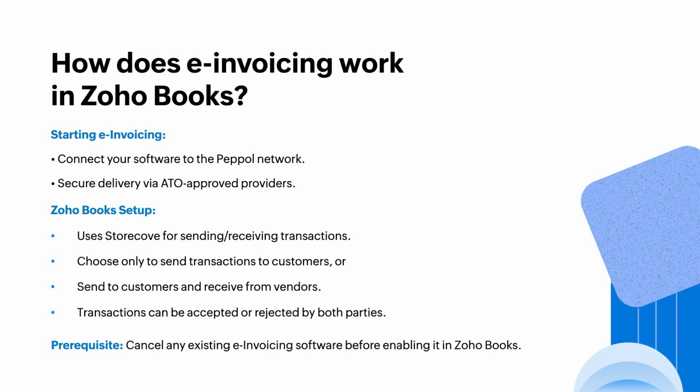Your customers can choose to accept or reject the transaction, and the same applies when a vendor sends a transaction to you. Please note that if your organization uses another e-invoicing software, you'll not be able to enable it in Zoho Books. You'll have to cancel the license with the current e-invoicing software and then try enabling the feature in Zoho Books.